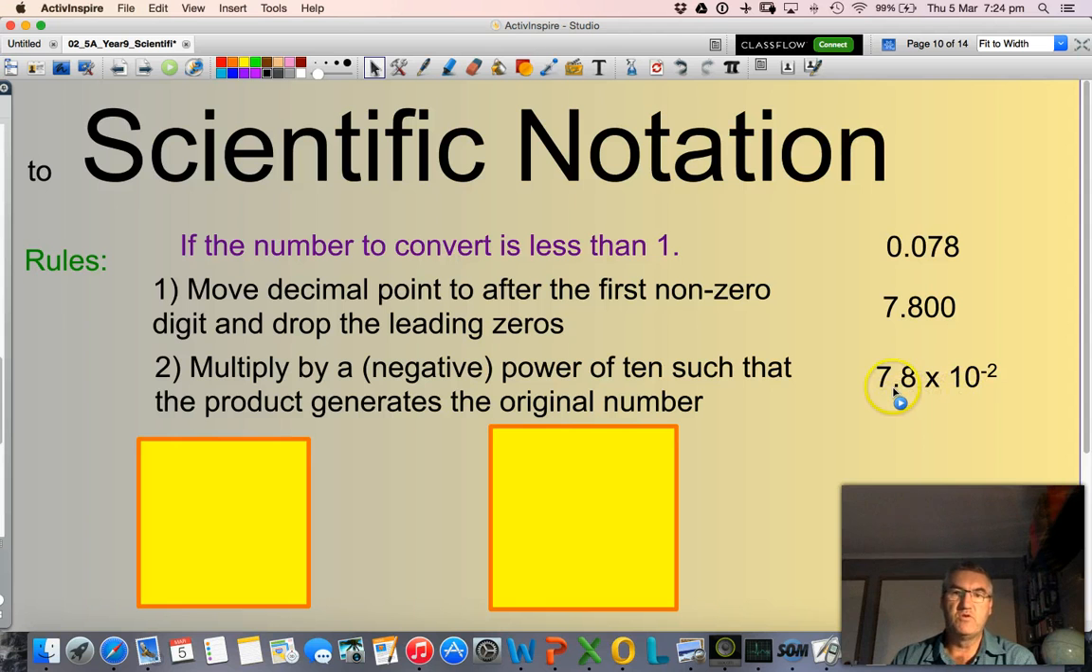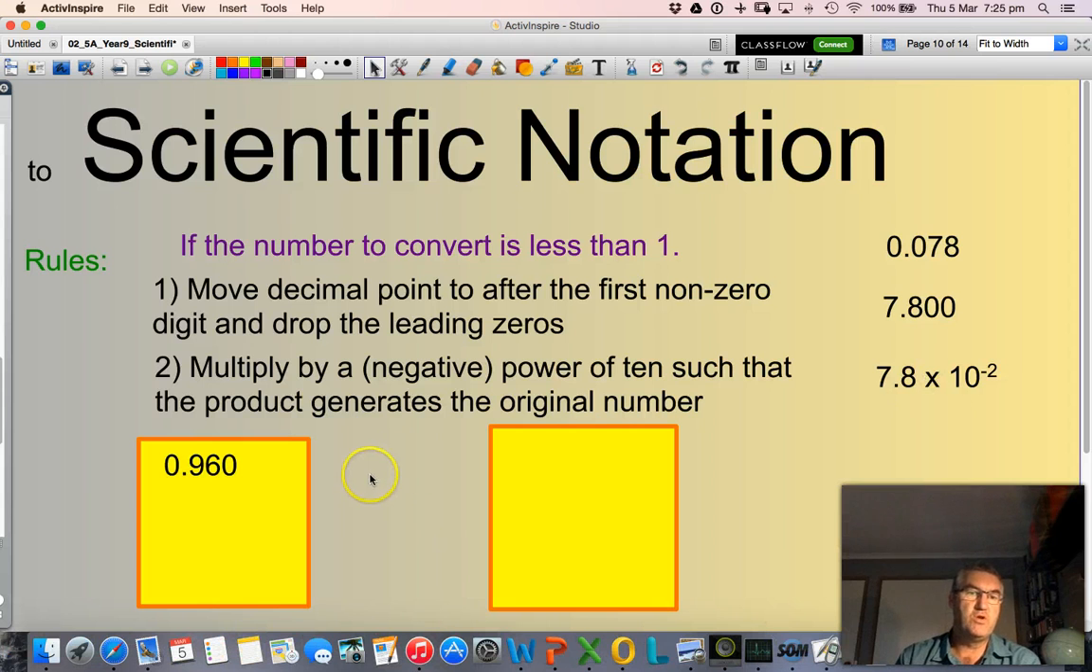So, in other words, 7.8 will be divided by 100, which will be bringing that decimal point across over there to give you back the 0.078. So, we'll do a couple of examples here.